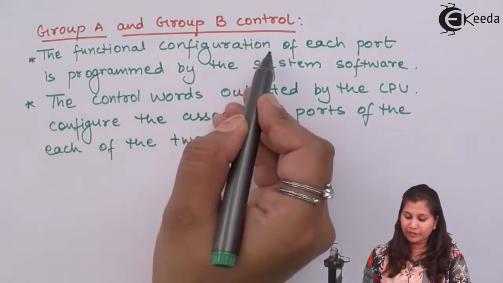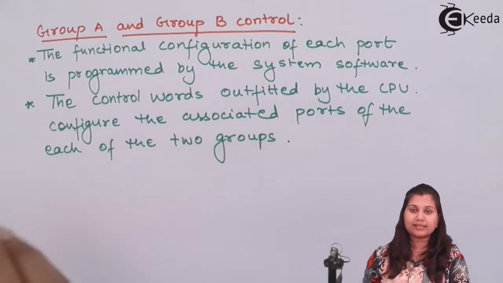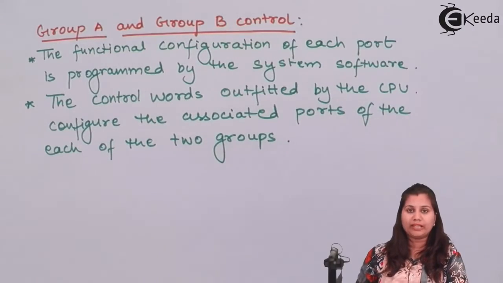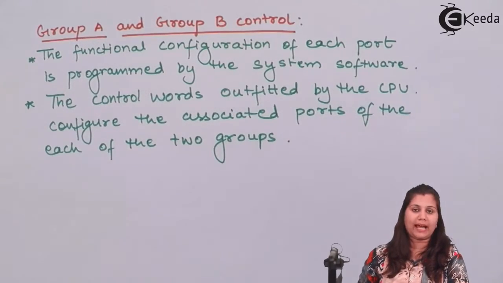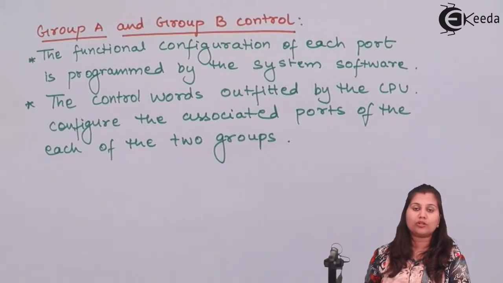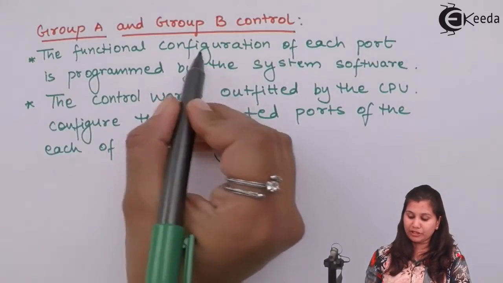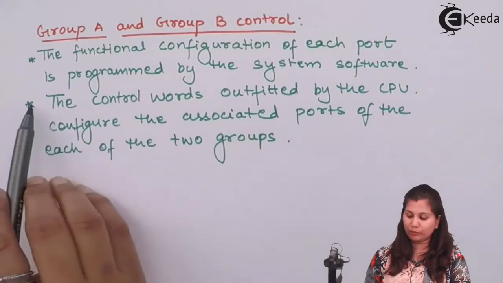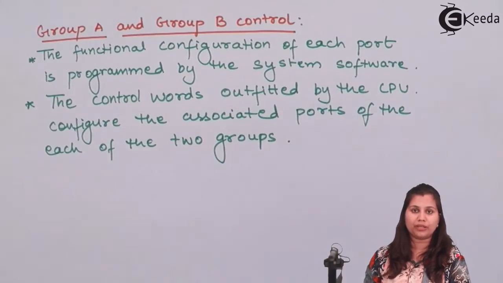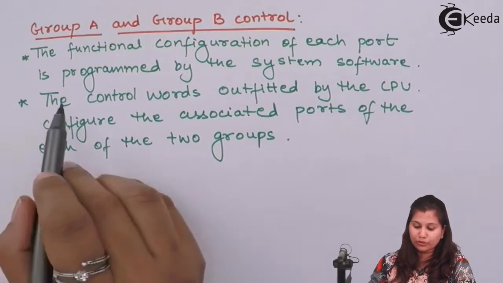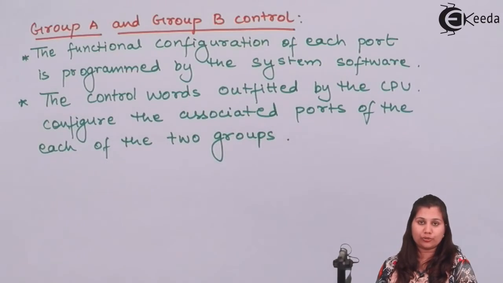So the functional configuration of each port is programmed by the system software. We have three ports, and each port can act as an input port or an output port. Whether the port will act as an input or output is decided by the control word which is written in the control register. The control word which is written in the control register is given by the CPU.